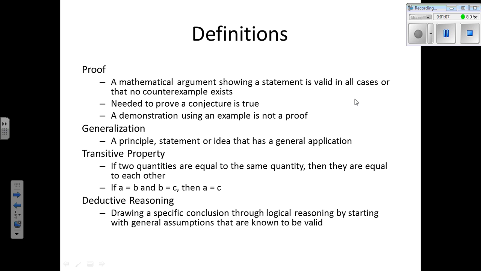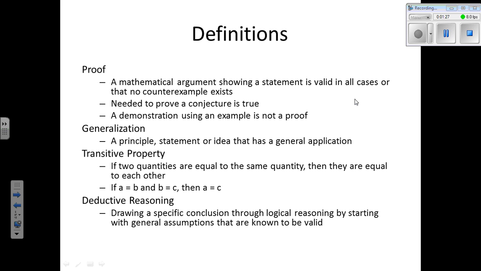All right, so a couple definitions. Proof. A mathematical argument showing a statement is valid in all cases or that no counterexample exists. Needed to prove a conjecture is true. A demonstration using an example is not a proof.